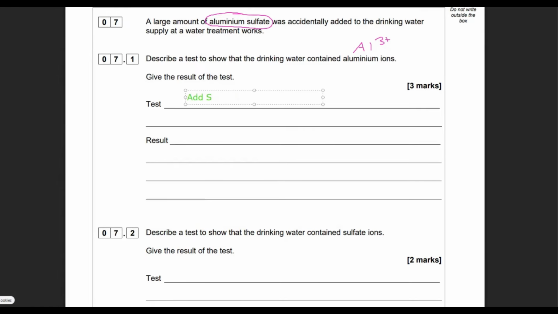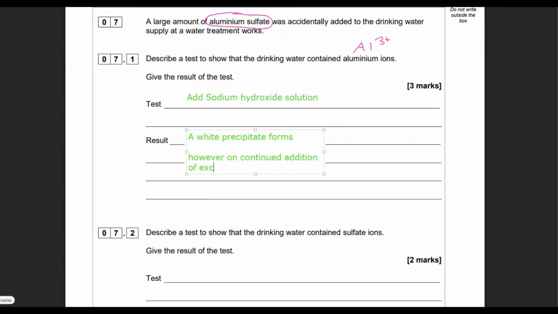So with aluminium, you could try and do a flame test, but it doesn't really give off a distinct color flame, so you won't be able to distinguish it from other metal ions. So what you need to do, when you can't use the flame test, is add sodium hydroxide solution, NaOH(aq). And what you get with aluminium is a white precipitate. Now, you also get a white precipitate with magnesium ions and calcium ions. So it's like, oh, which one is it?